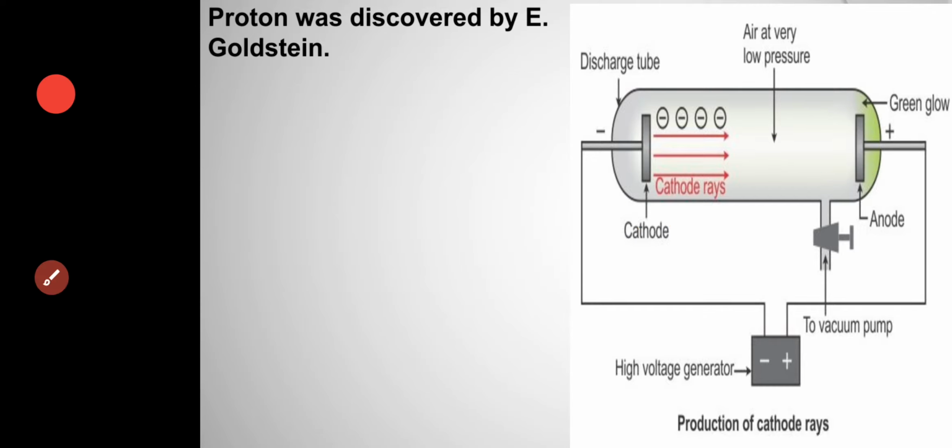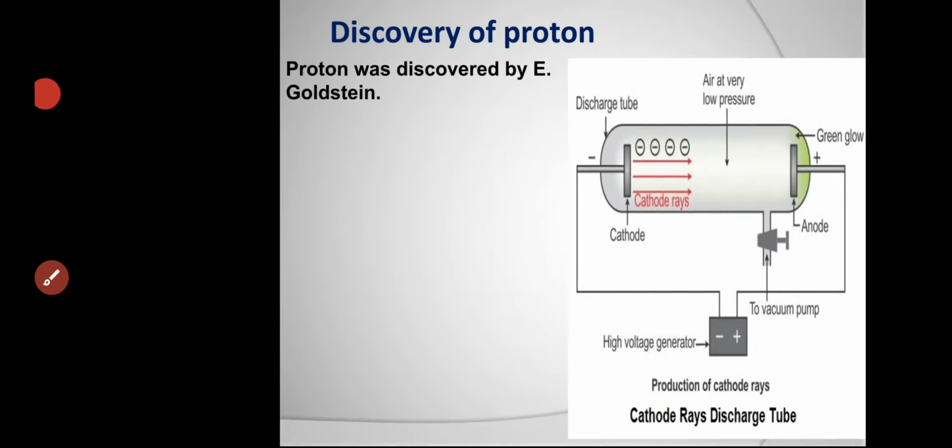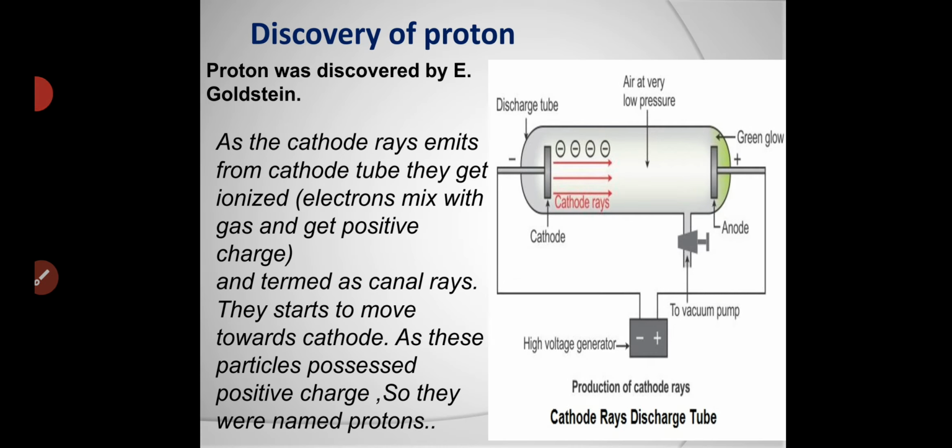Okay. Now see, as the cathode rays emit from the cathode tube, they get ionized and are termed canal rays. They start to move towards the cathode, and as these particles possess positive charge, they were named protons.